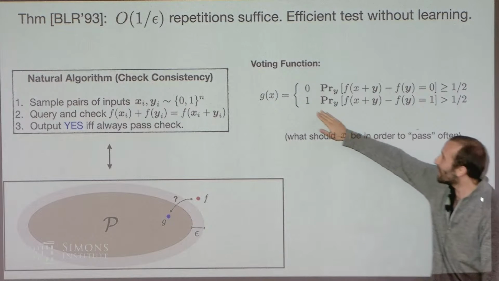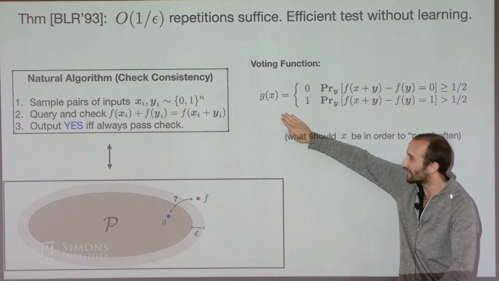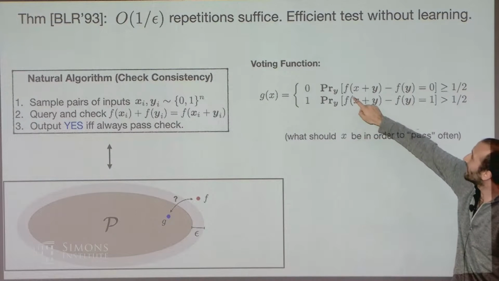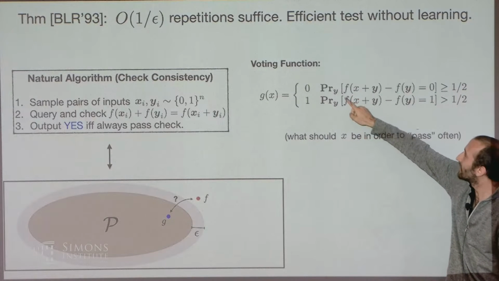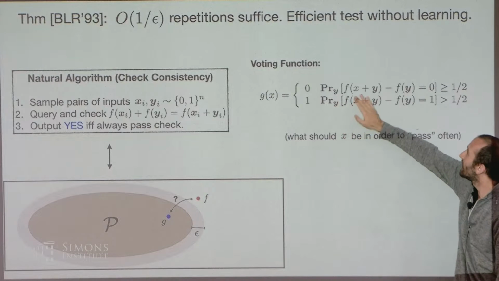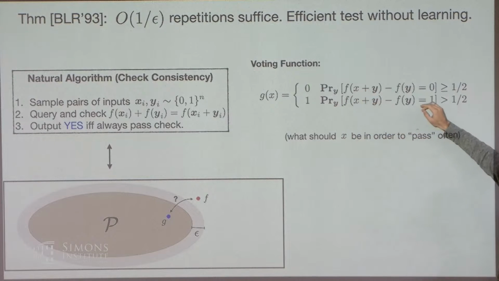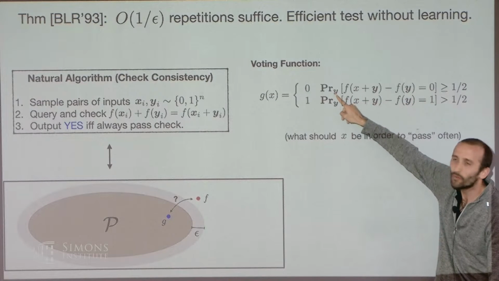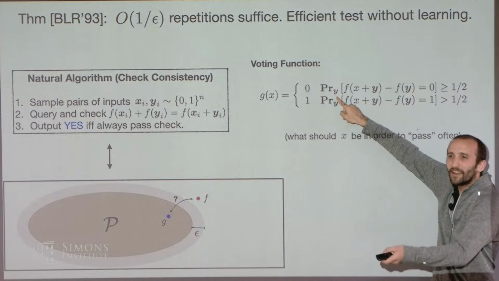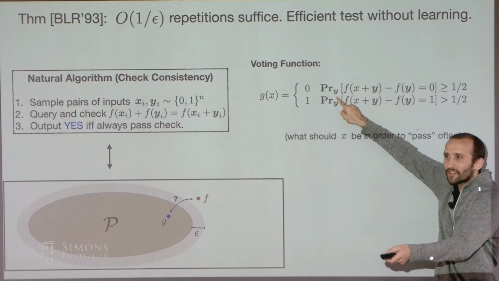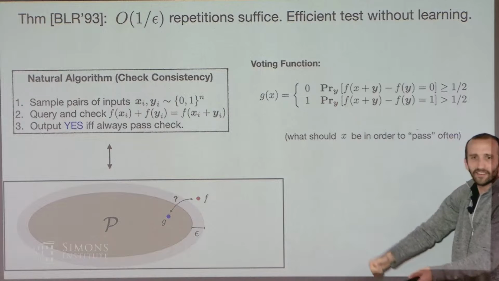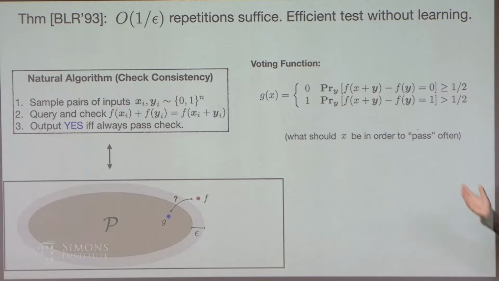Imagine you had fixed the x in your test. Then, in order for you to pass, it must be the case that when you sample a random y, f of x plus y should be equal to f of x plus f of y. So in some sense, you're considering for each y what the setting of x should be such that for this query between x and y, my test would pass. So the voting function basically says, what should it be such that the test passes with probability at least a half?